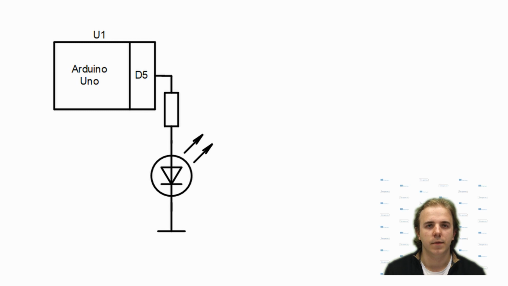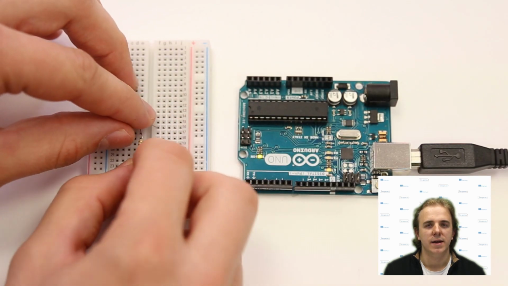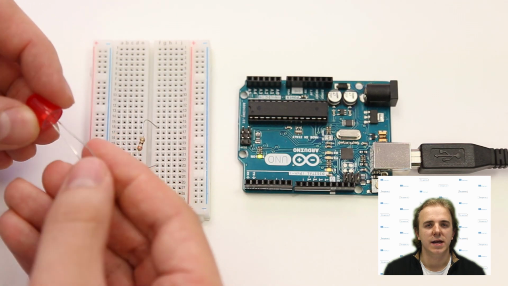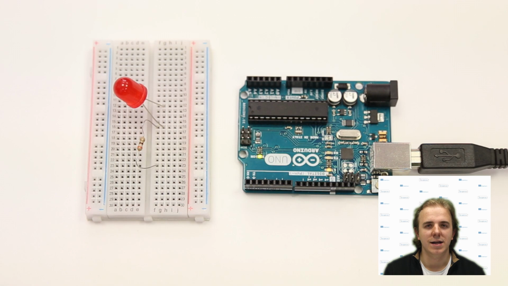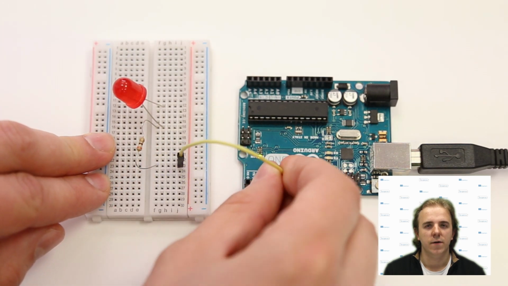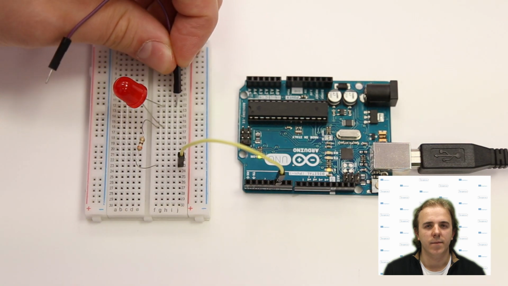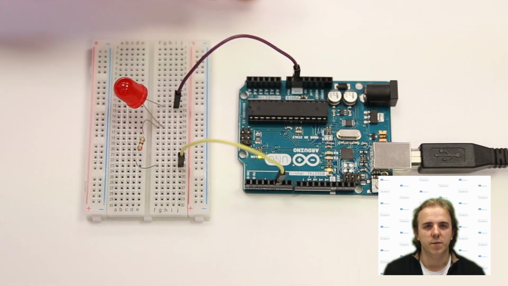digital pin. First, we will plug resistor in the breadboard. Then, we will plug longest LED lead to the side of the resistor lead. Another LED lead in the line below. One wire will connect the resistor free lead to the pin number 5. Other wire will connect the free LED lead to the ground pin.